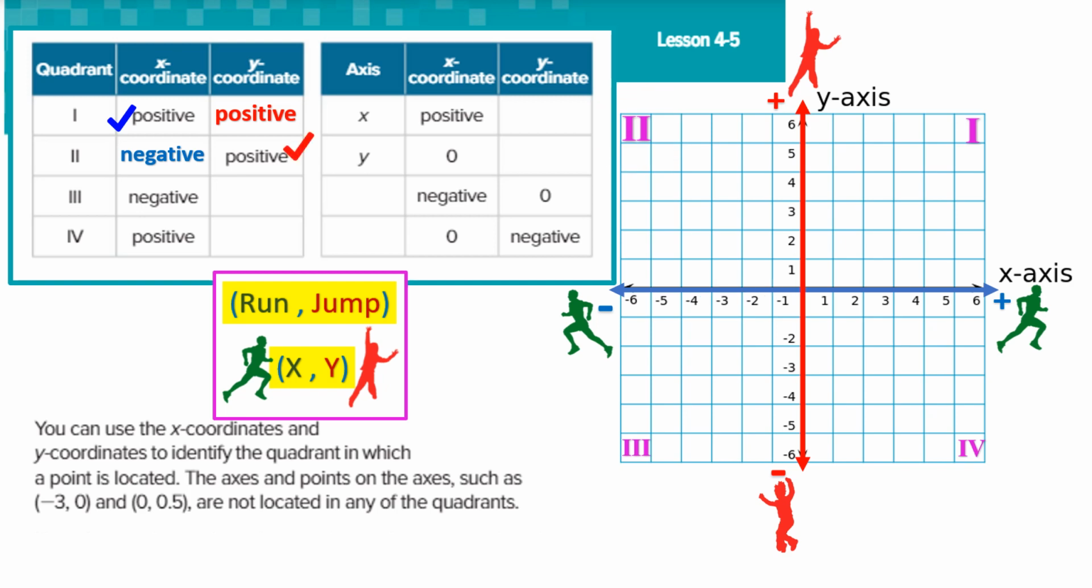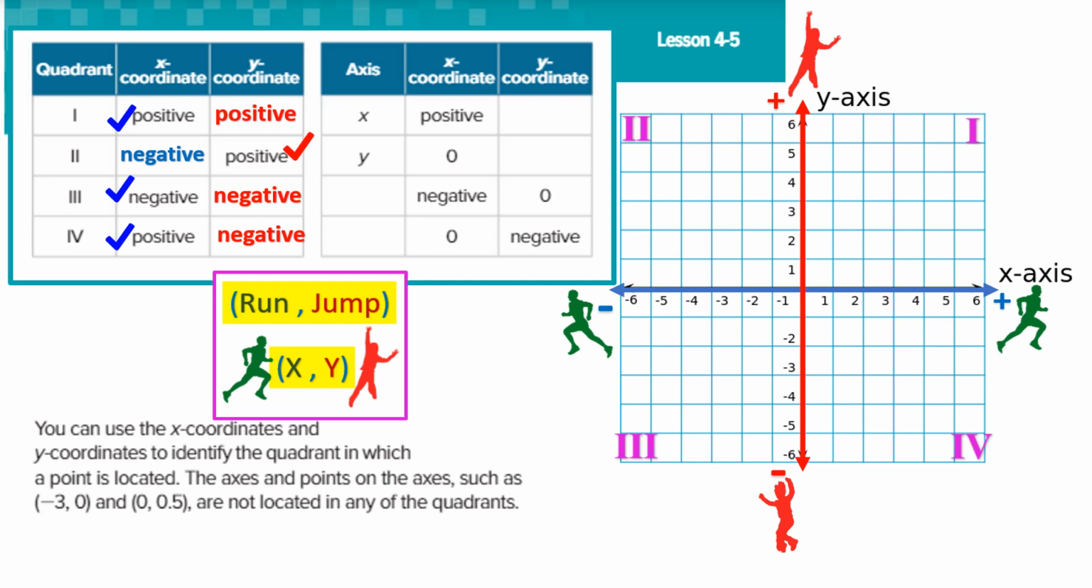For quadrant 3, I see that I have to run backwards. So my first number, my x, is negative, as indicated in this chart. And then I have to jump down, so my second number is also negative. When I look at quadrant 4, I'm running forward, so it's positive, but I'm jumping down, so it's negative.